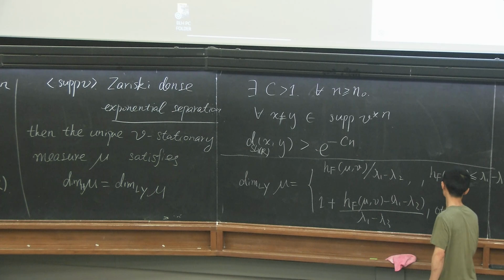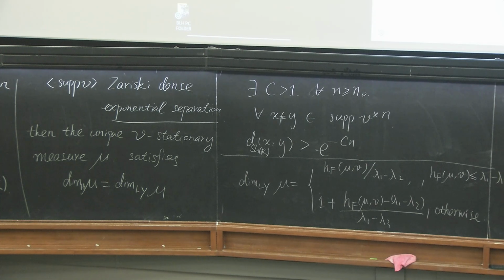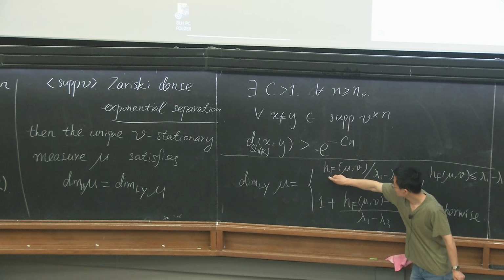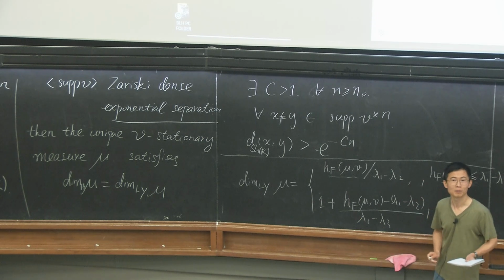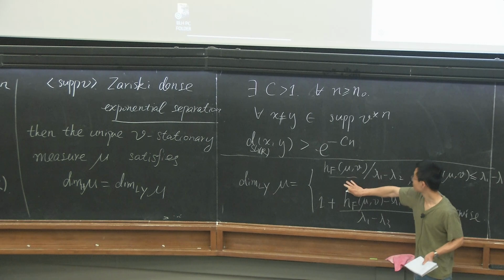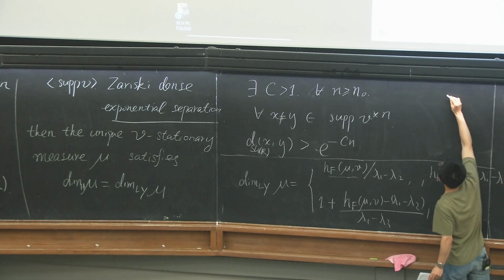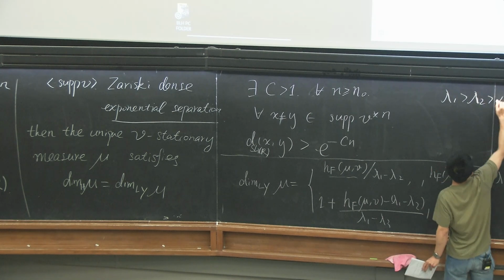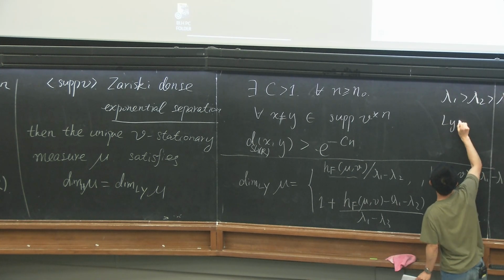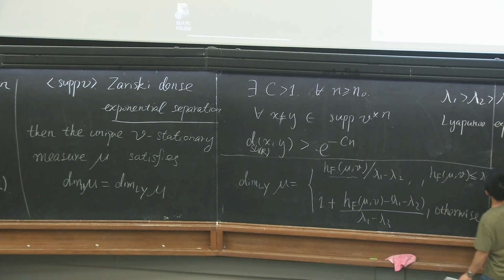Otherwise, the other case holds. And here, as Wenyu mentioned, this is some kind of entropy which will be complicated, so she will talk more about this Furstenberg entropy tomorrow. And lambda 1, lambda 2, and lambda 3 are the three Lyapunov exponents of the random walk.